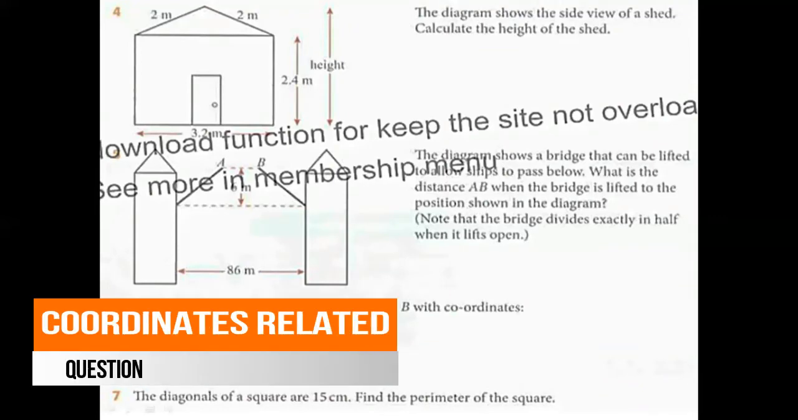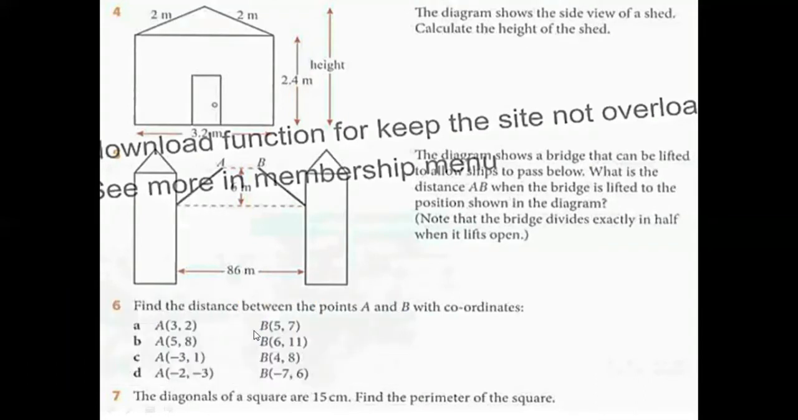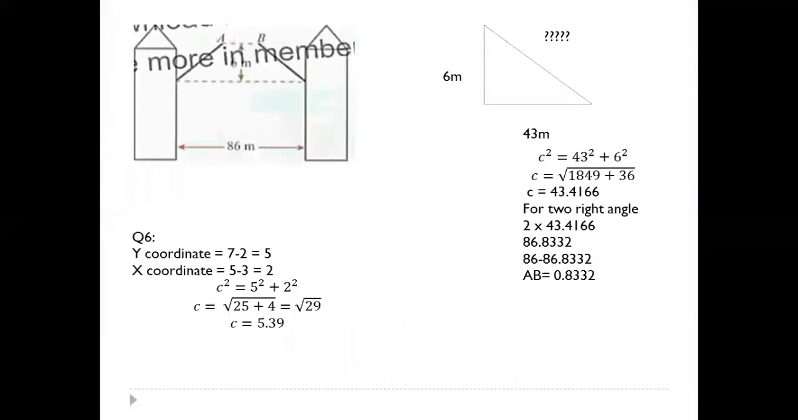Why? Because here we have two coordinates. How do we find this with the help of two coordinates? Let's suppose first we find the y coordinate. 7 minus 2, that is 5. Then the x coordinate, 5 minus 3, that is 2. After that, with these 2 values, one is called the base and the other is called the perpendicular. I will show you here.